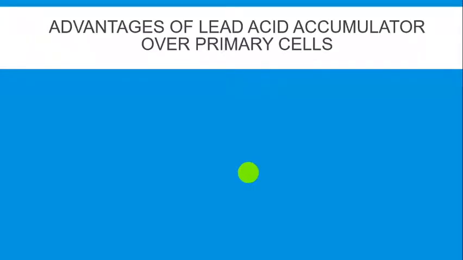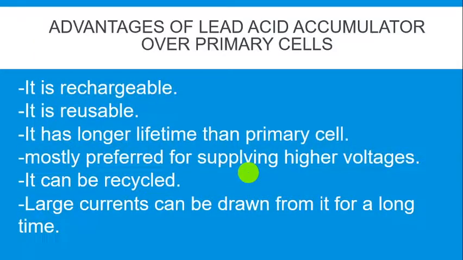Now, what are the advantages of lead acid accumulator over primary cells? What are the advantages of secondary cell over primary cell in summary? The first one, they are what? They are rechargeable, meaning you can use and recharge them and use them again. So they are reusable, like I said already. They have longer lifespan than primary cell. Primary cell, once they are used up, then that's the end of it. While the other one, you can use them even for a year, depending on the strength of it, by recharging, using and recharging them.